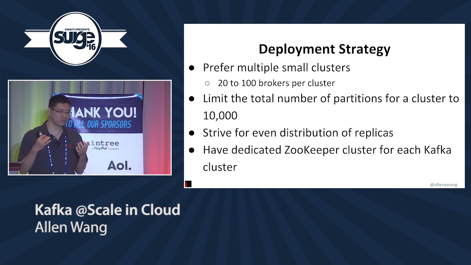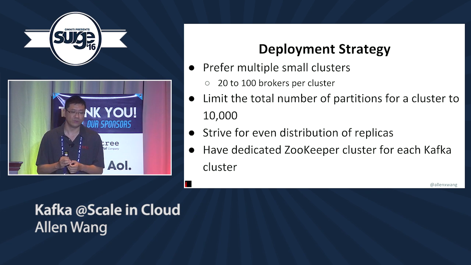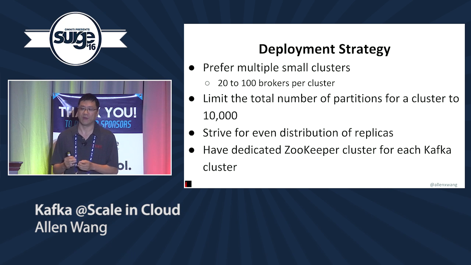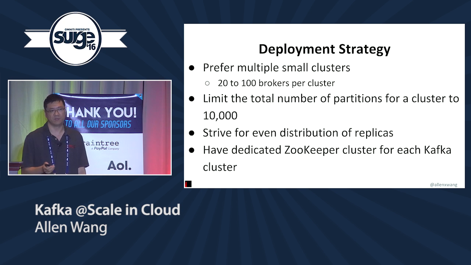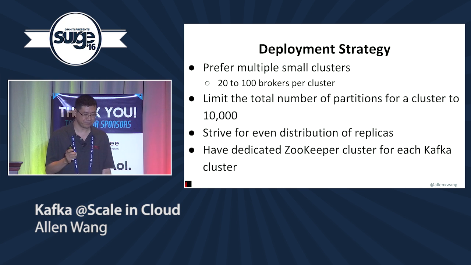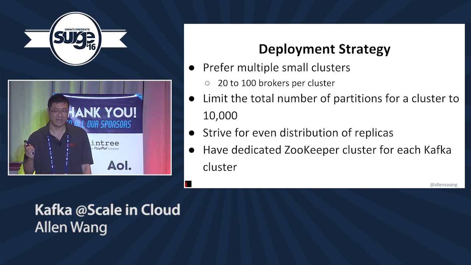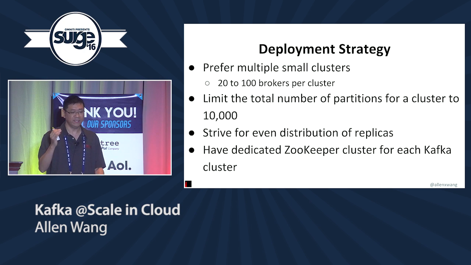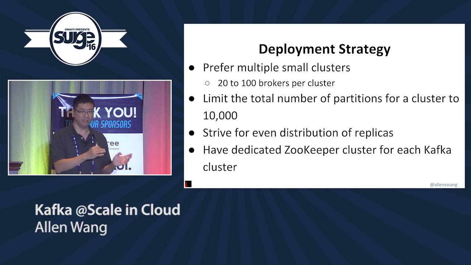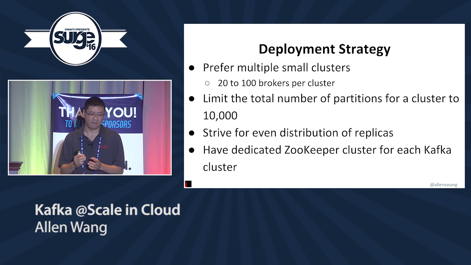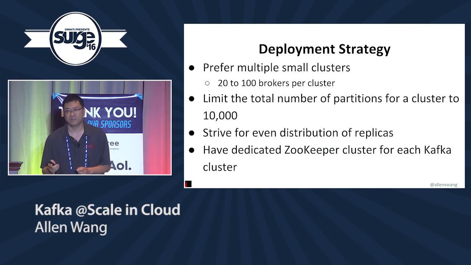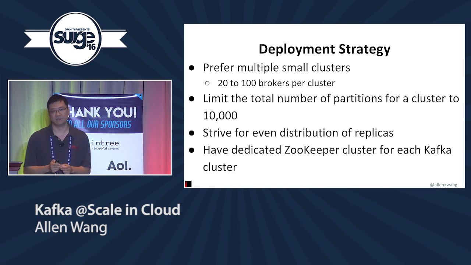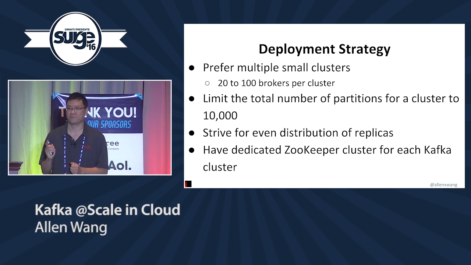And we also try to strive for even distribution of replicas for any given topic. So the brokers will get even workload, and we can eliminate the hotspot among the brokers. And instead of having one dedicated Zookeeper cluster, which we did before, we now have a dedicated Zookeeper cluster for each Kafka cluster. This will minimize the blast radius of the Zookeeper issues.